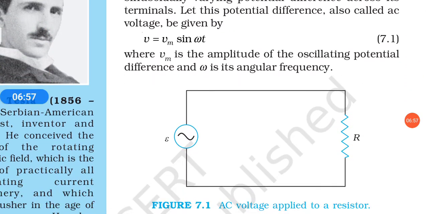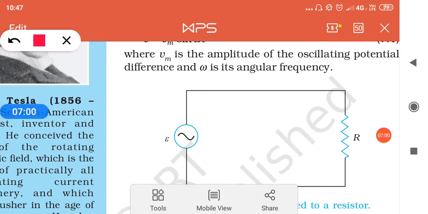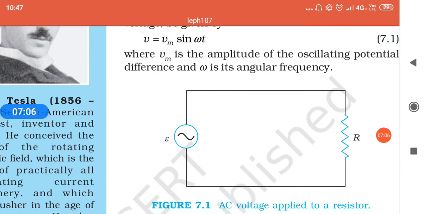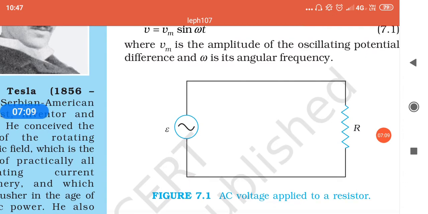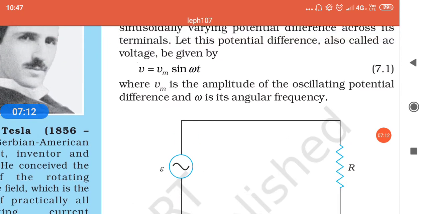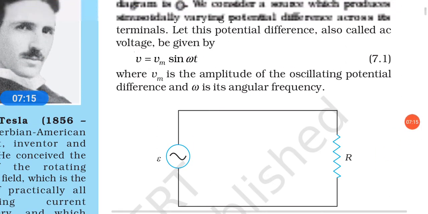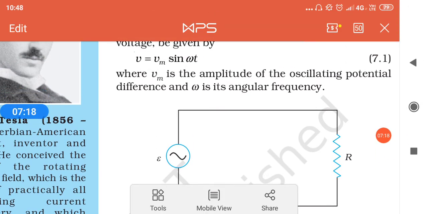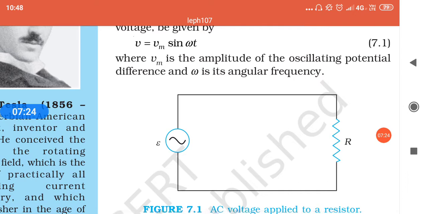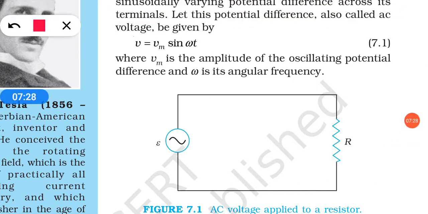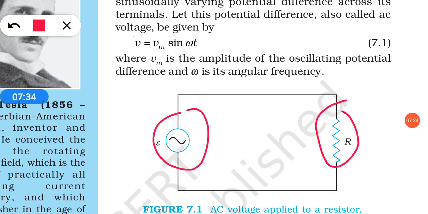So this is the resistor. See here, this is the resistor R. Here it is the EMF E. We are applying the potential difference through the resistor R.